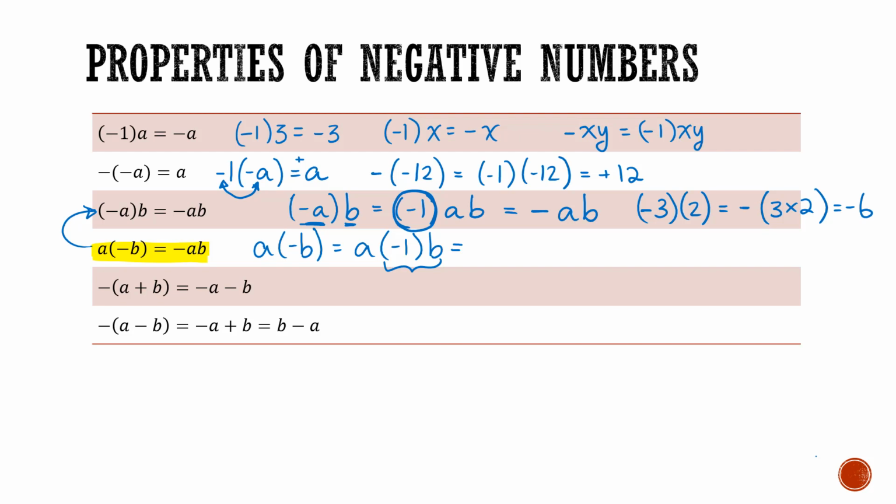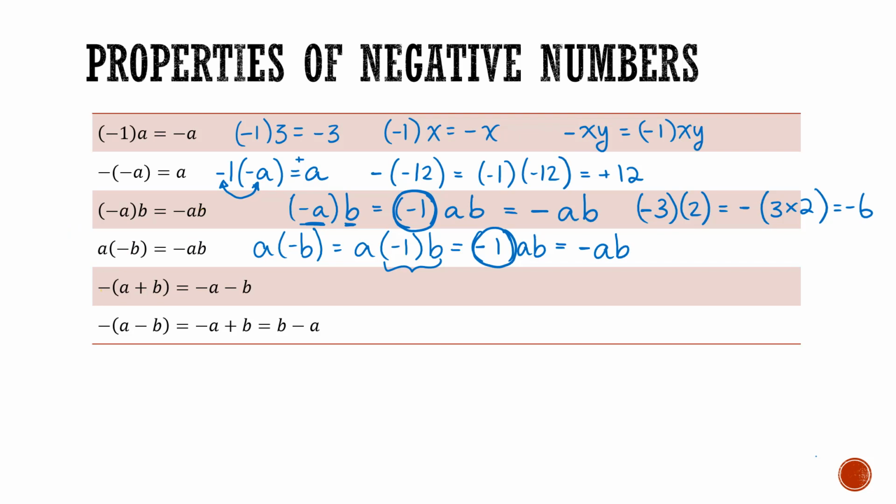Now from the commutative rule that we went over in our previous video, we know that order of multiplication doesn't matter, so we can rearrange this in any sequence. We now can have -1 times ab. We can treat this -1 as a lone negative instead of writing -1, and so then we get -ab.